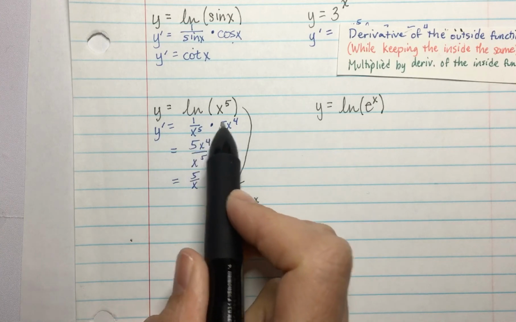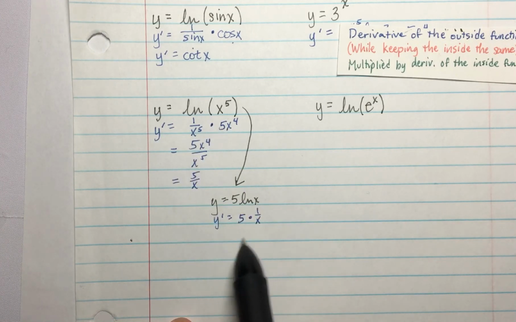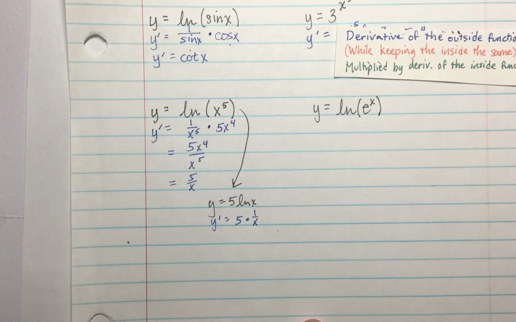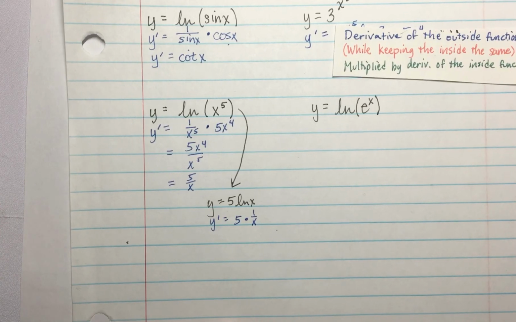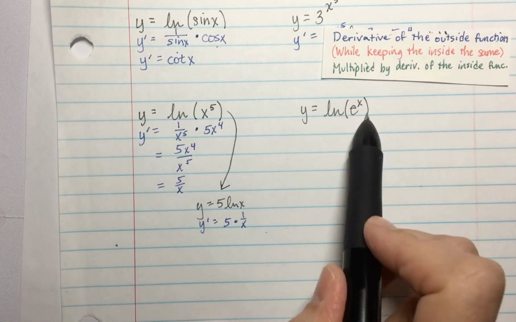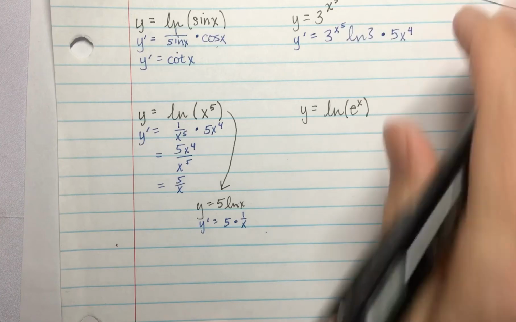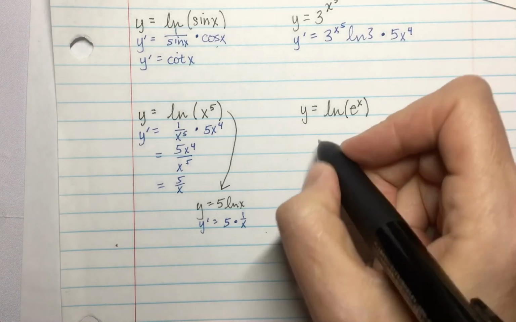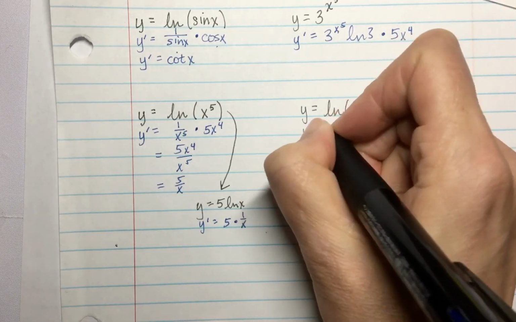Instead of having to chain rule the crud out of it, you can just use a log rule first, and then you didn't have to chain rule. It's kind of nice. Okay. If this problem showed up in our textbook, it would probably tell you to be clever. Let's just do it anyway. Let's just take the derivative.